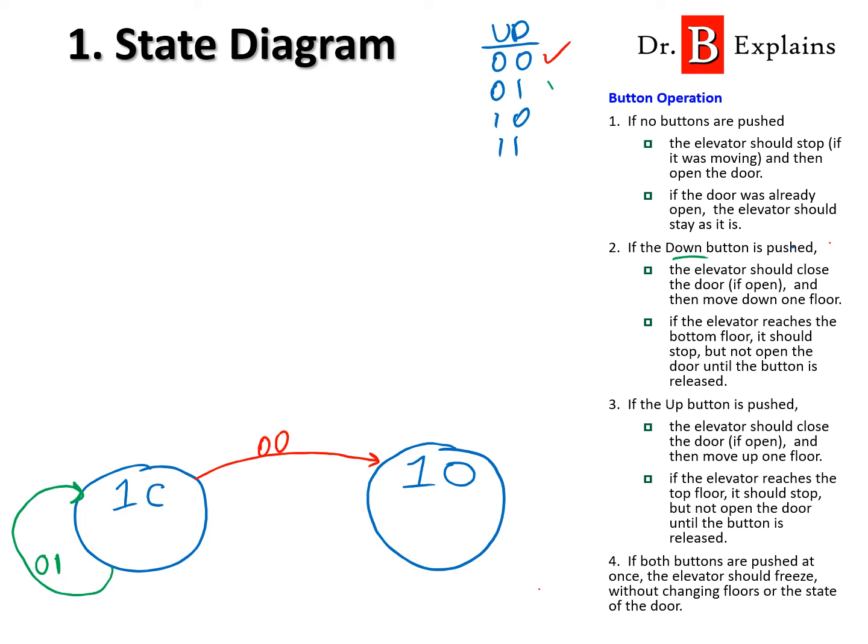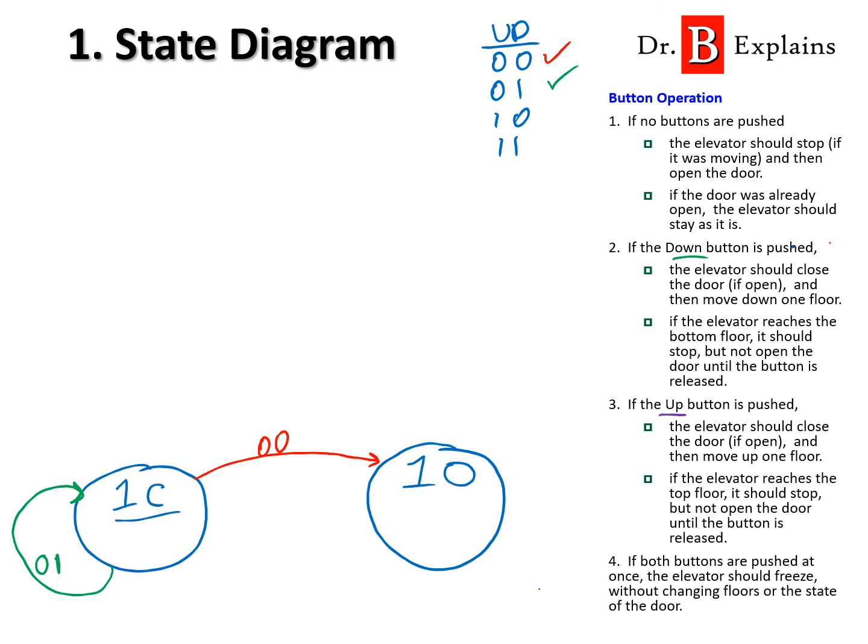Now, what about the 1, 0? So 1, 0, that's up button. And it says the elevator should close the door if it's open. And remember, we're working on the 1C, which is the first floor close. So elevator should close if the door is open. We're in the closed state, and then move up 1 floor.